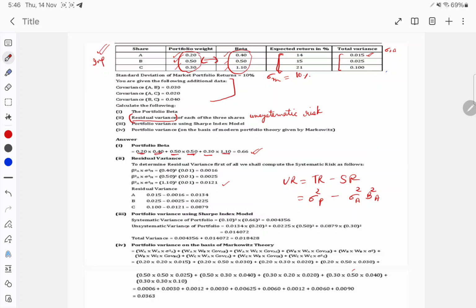Okay, this is done. The third one is portfolio variance using Sharpe index model. Do keep in mind, whenever in the question you have to calculate the portfolio variance using Sharpe index model, then what will you do?